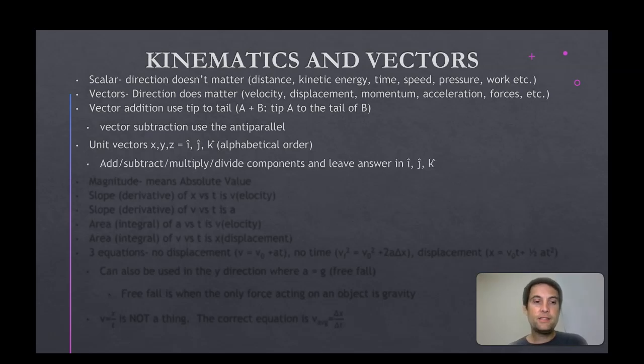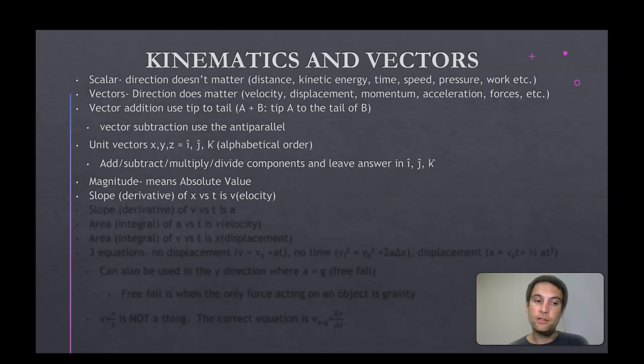When you have these unit vectors, you're going to add, subtract, multiply, or divide components and leave the answer in the i hat, j hat, k hat form. No need to worry about combining. Remember that magnitude means absolute value. There is no formula for magnitude. It just means absolute value.